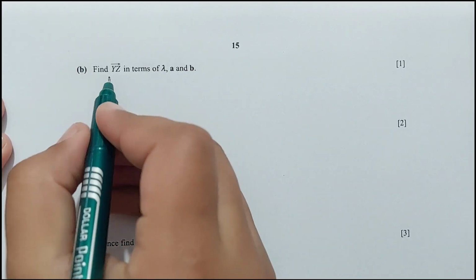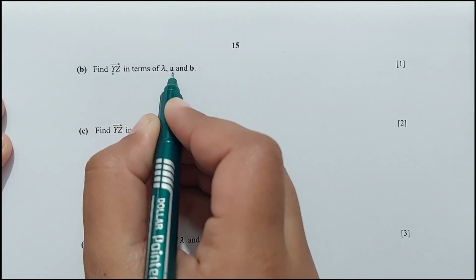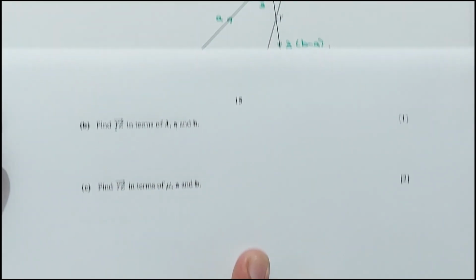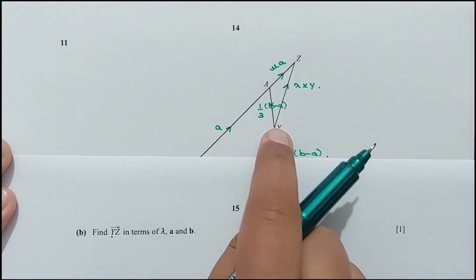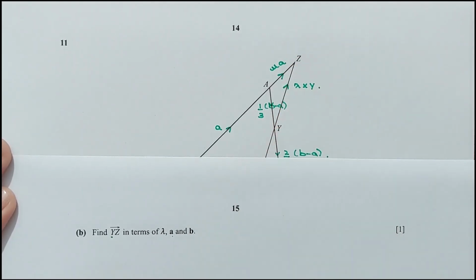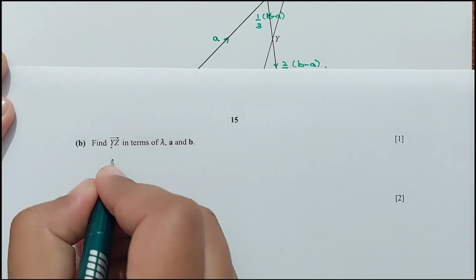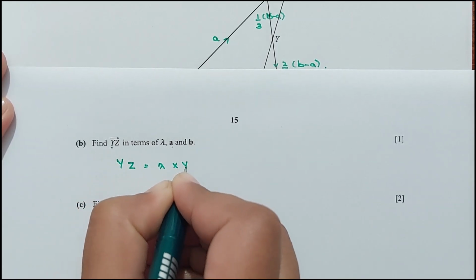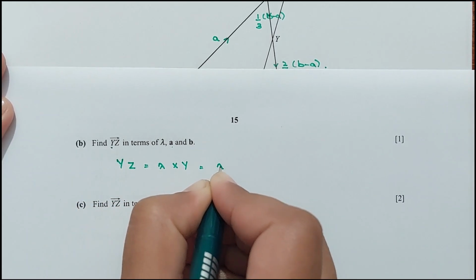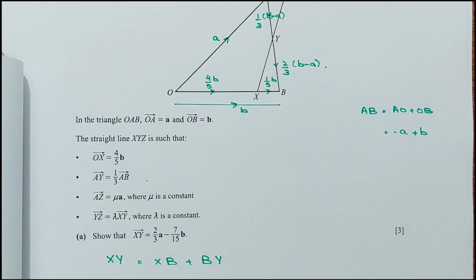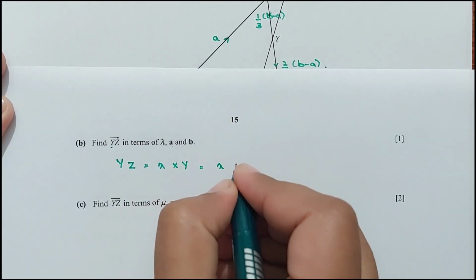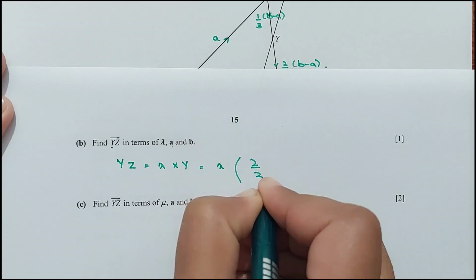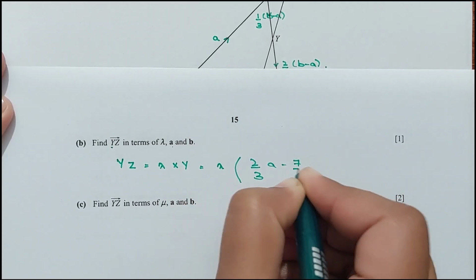Now for part B, find YZ in terms of lambda, A and B. YZ we have to find, right? Y to Z is lambda XY, we have been given. YZ is lambda of XY, and we got XY in the previous step, which is lambda times of 2 by 3 A and minus 7 over 15 B.